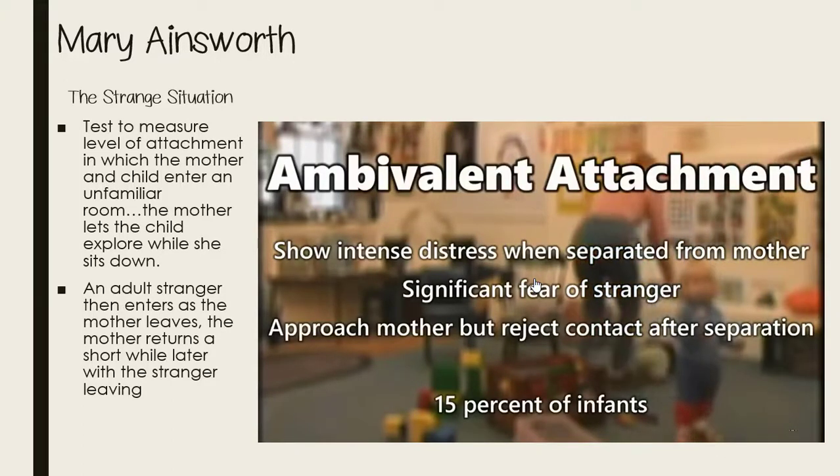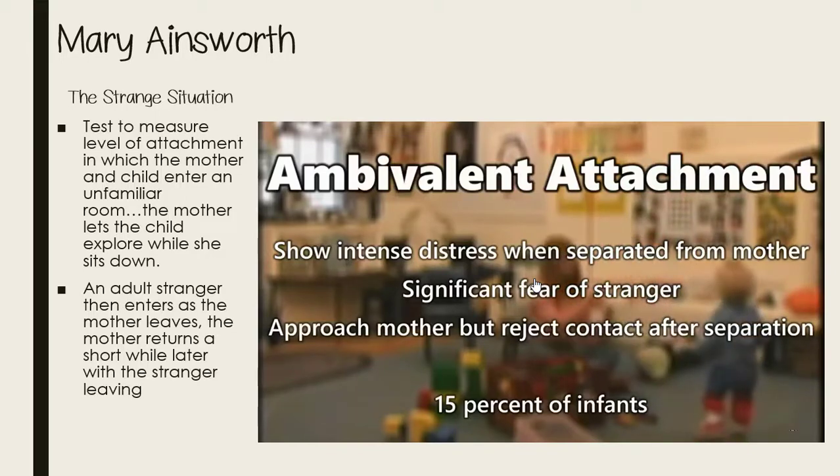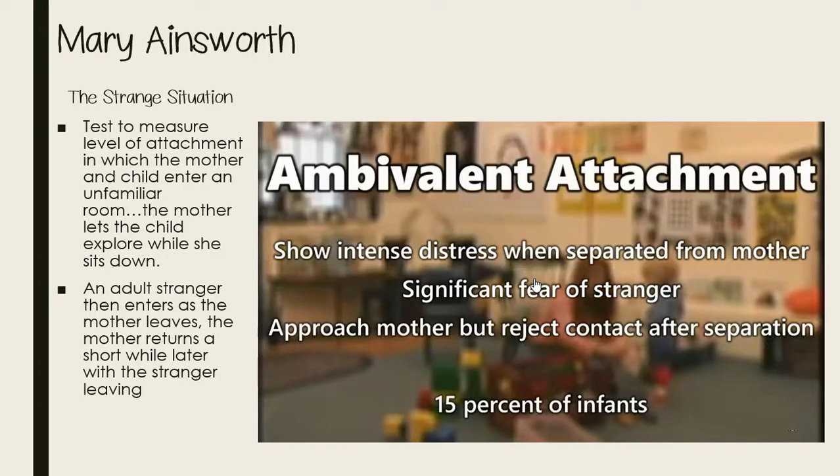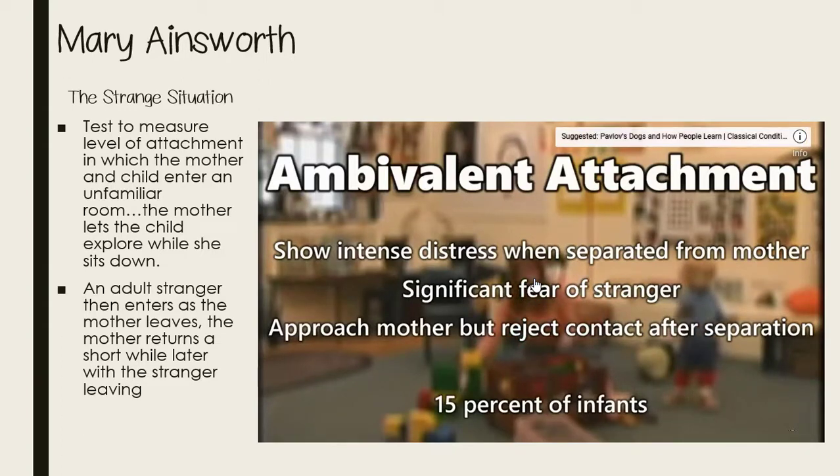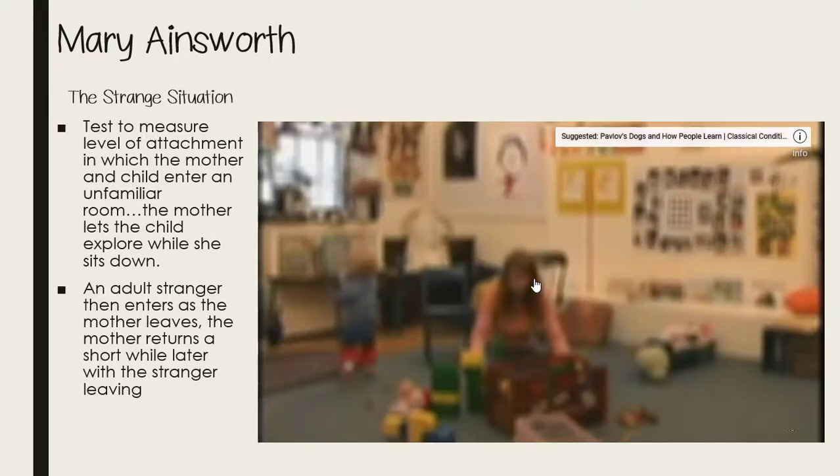15% of children demonstrated an ambivalent attachment with their mother. These children showed intense distress when the mother left the room, and demonstrated a significant fear of the stranger. When the mother returned to the room, ambivalent children approached the mother but rejected contact.